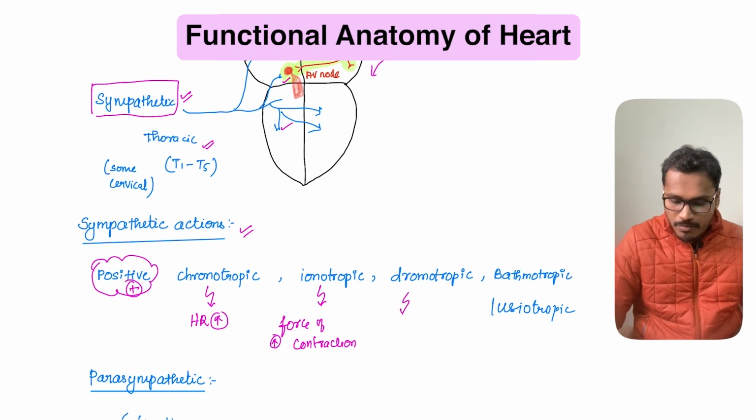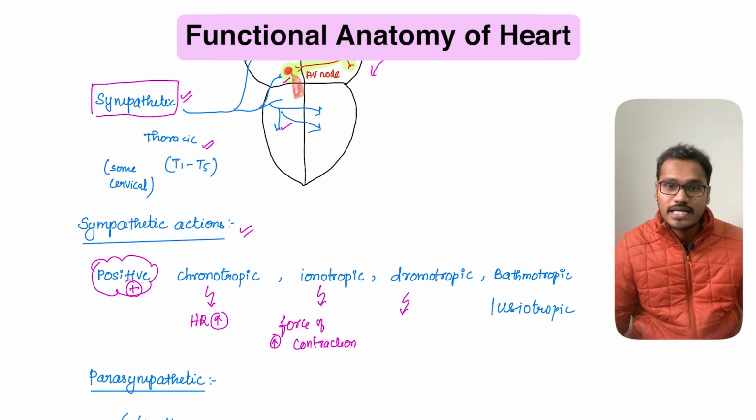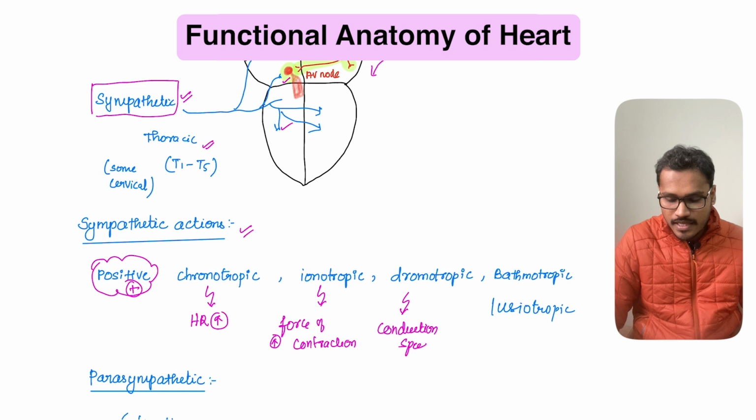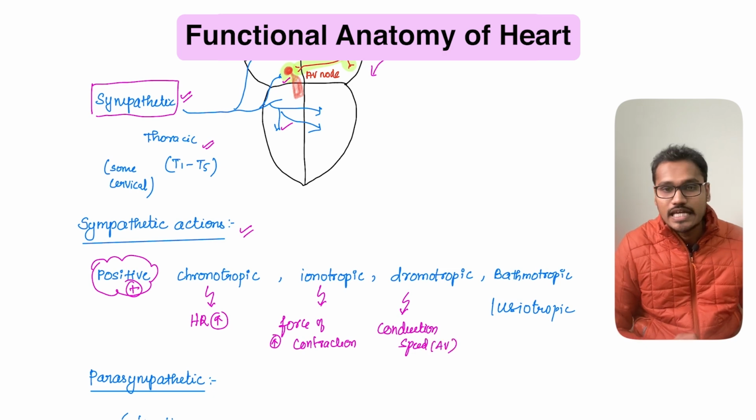Then dromotropic means the conduction speed in the conduction system. Conduction system I will discuss in the next class. So conduction speed, and especially at the AV node. So this is conduction speed.